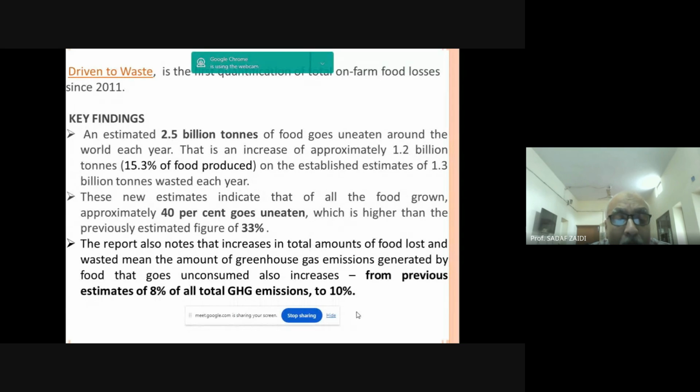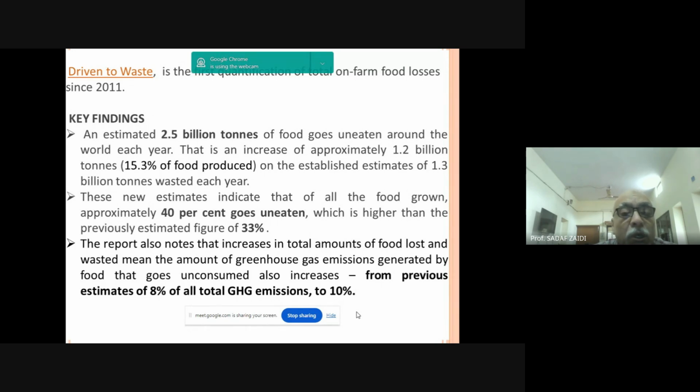Okay, so we find that earlier the estimate was 8% of global greenhouse gas emissions, but now it is around 10%, generated by the food that goes unconsumed. So whatever food we are not consuming also generates greenhouse gas emissions, which ultimately lead to climate change and the deterioration of the environment.